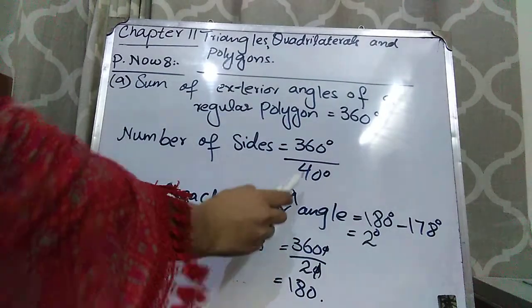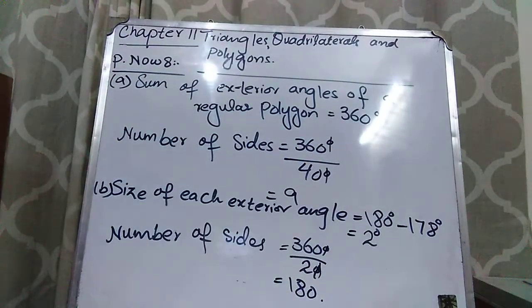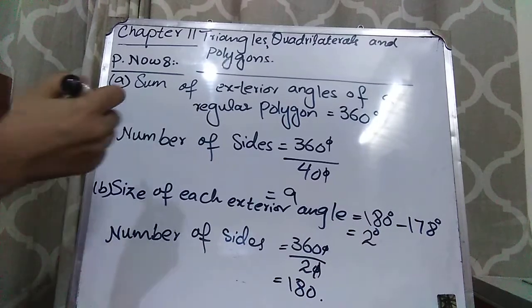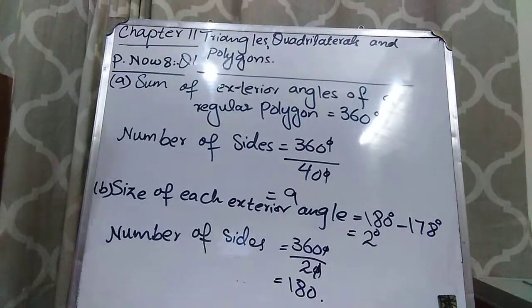Here the sides are 9 and here the sides are 180. Here also degree and degree will cut each other. Okay ji, I hope that practice 8 is clear to you. This was question number 1. Okay, now let's come to question number 2.